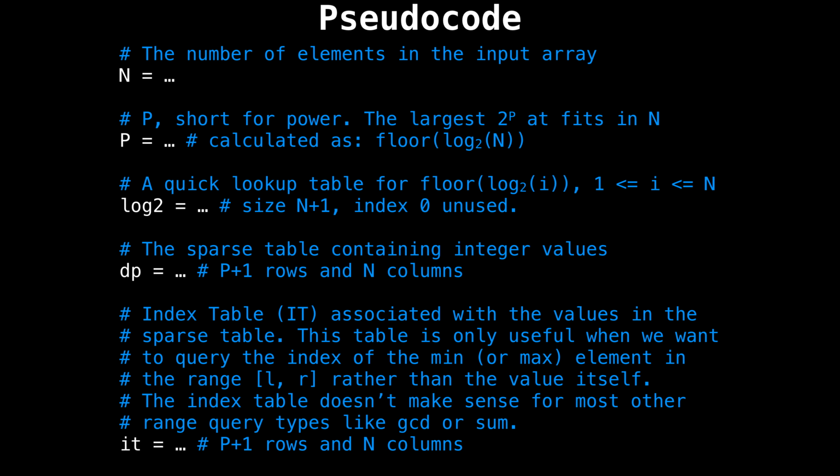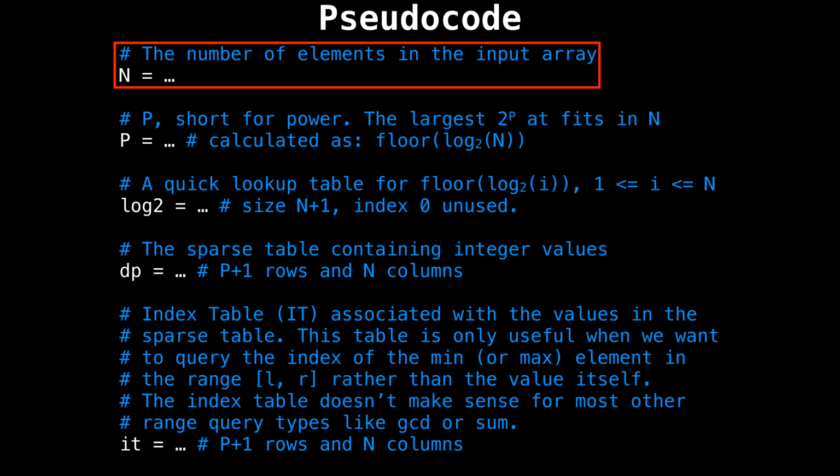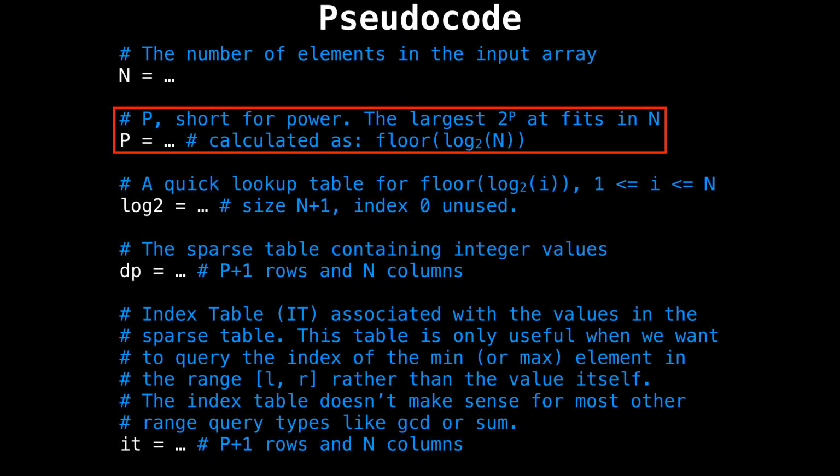Alrighty, let's take some time and look at some pseudocode. Let's dive into how we would implement a sparse table. The first thing you need to know is n, the number of elements in the input array. From n, you can compute capital P, the floor of the base 2 logarithm of n. This will be the number of rows in the sparse table.